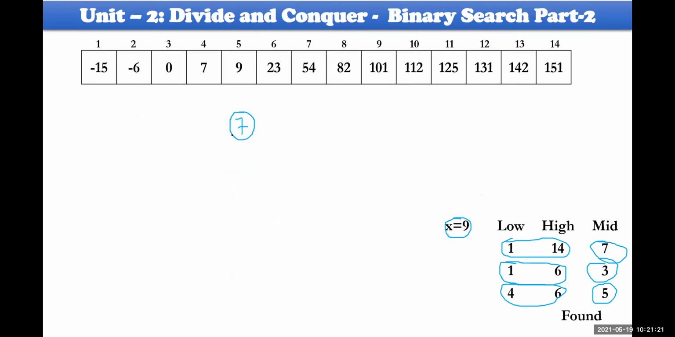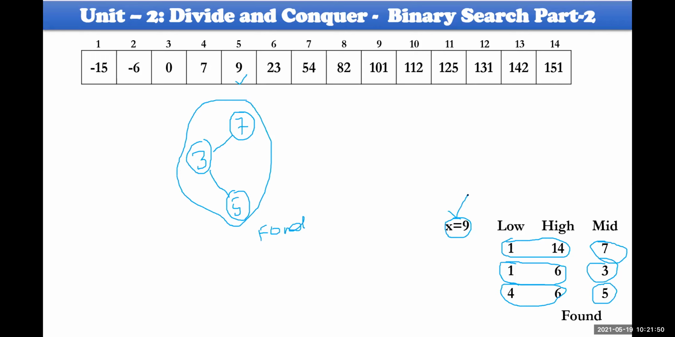First, it is going to check with 7. Then it will check with 3. Then it is going to check with 5. 5 is on the right side of 3, so here it is 5. Yes, at 5, element 9 exists. So here your search is successful, or the element is found. Okay, this is the search decision making tree for the element 9.